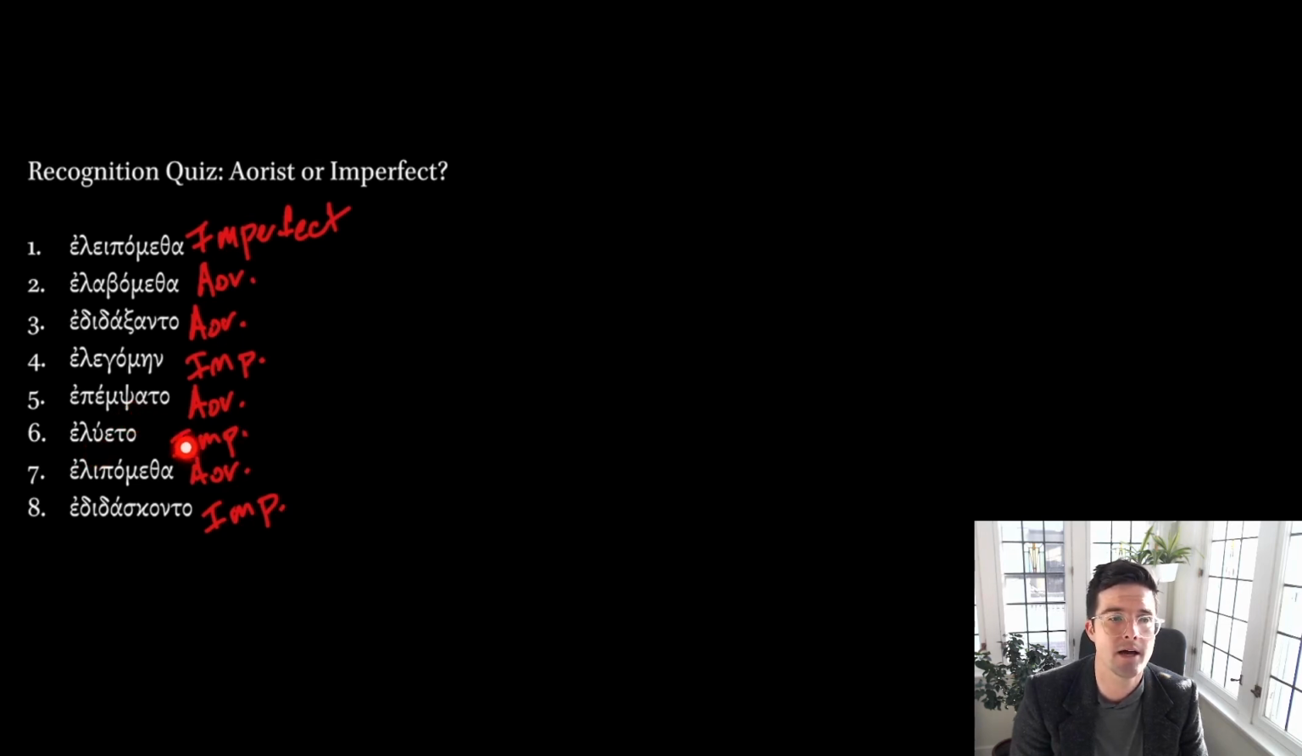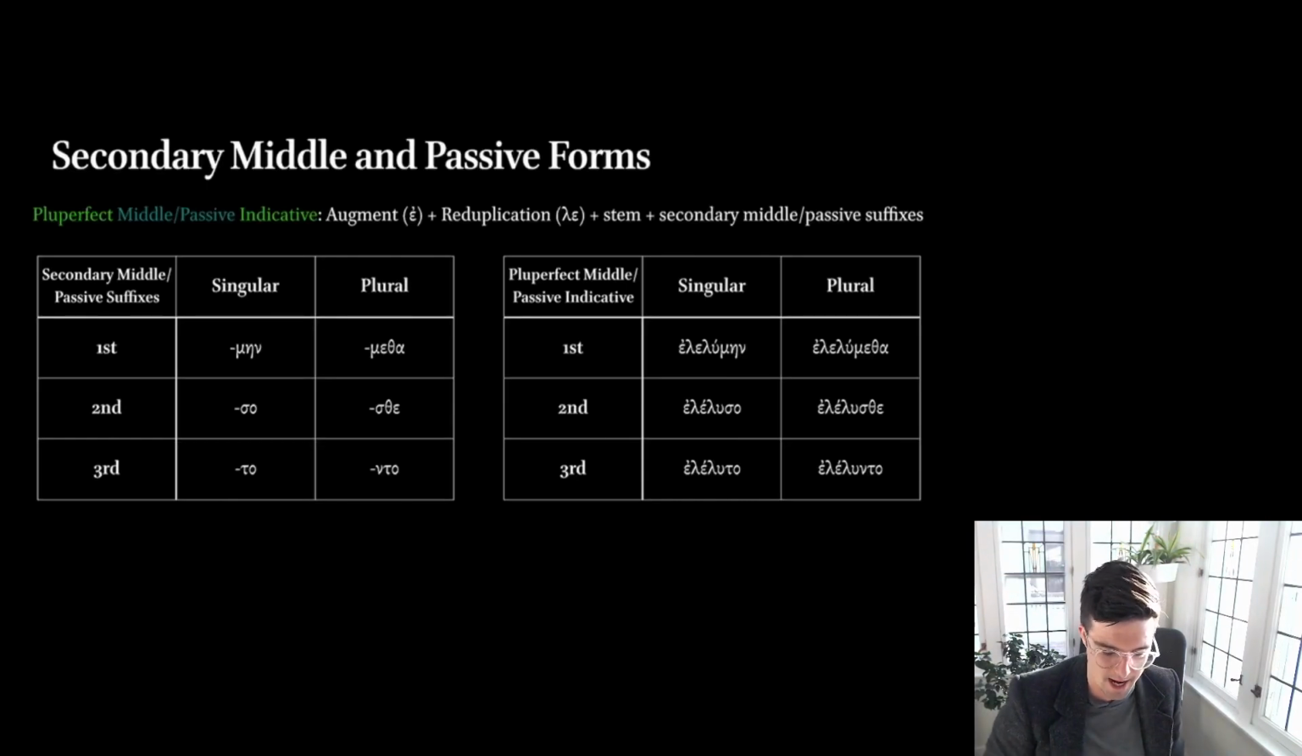Eluata, an imperfect. The luo is the present form that hasn't changed. Elipometha, aorist. Leipo has lost its epsilon, so it's changed its stem. A second aorist in this case, and then an imperfect here with edidaskanta, didasko being the present tense stem of the verb there. So once again, let's go ahead and high five for your correct answer. 1, 2, 3, boom.